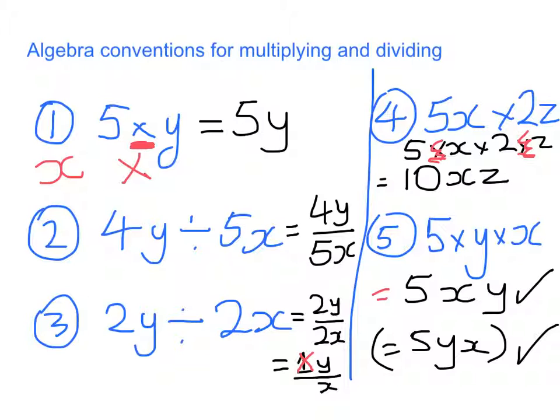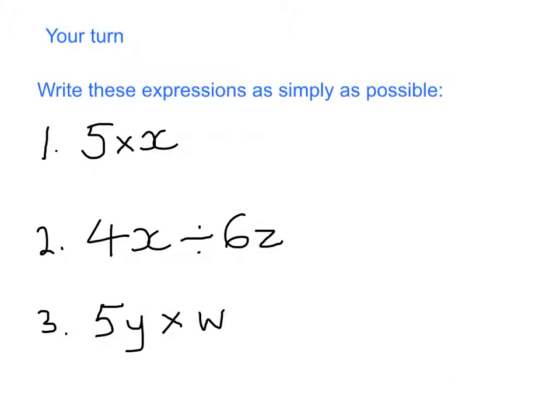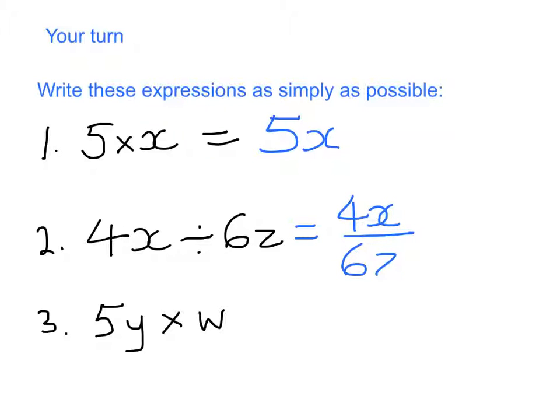On to the last slide. Okay, your turn to do these. Pause the video and do them into your book. Right, the first one, 5 times x is equal to 5x. The second one we can write as 4x over 6z, but I've got a common factor in the two numbers. So I need to fix that up and write it as 2x over 3z.